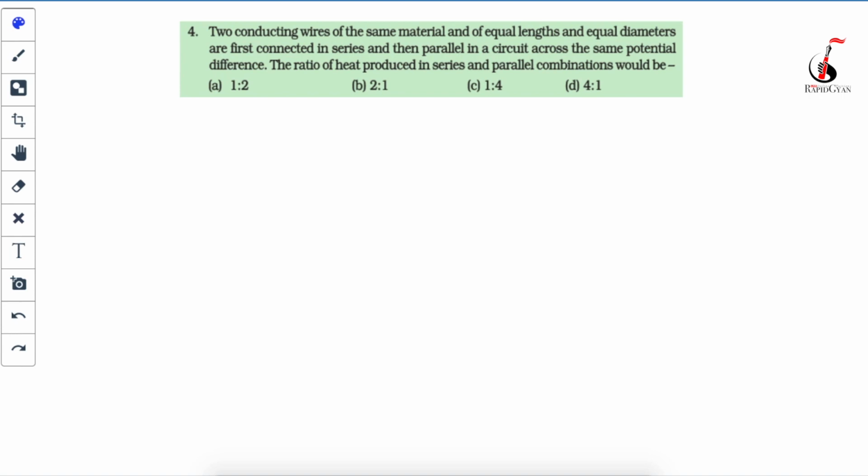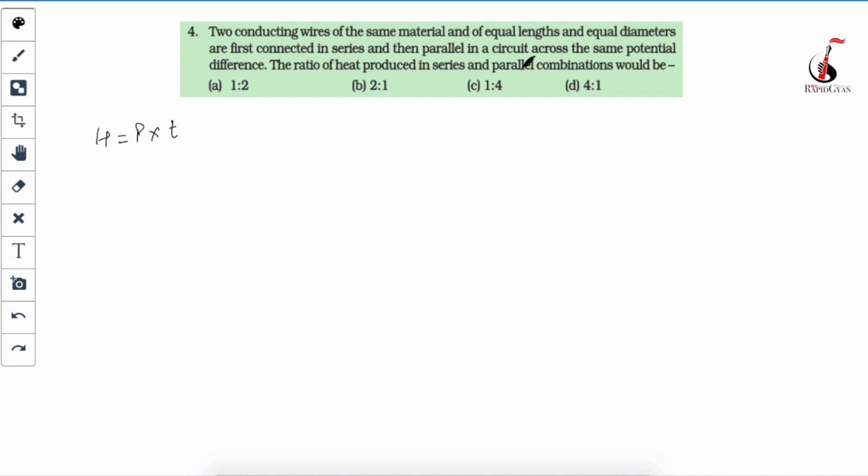So what will you have to find out? You will have to find out the heat. So what's the formula of heat? First question, what is the formula of heat? So the formula of heat is simply power multiplied by time. Correct? And now what they are saying is that two conducting wires of the same material are connected.